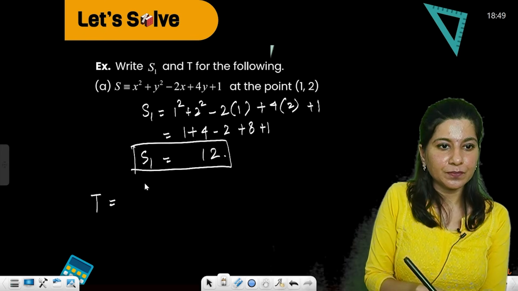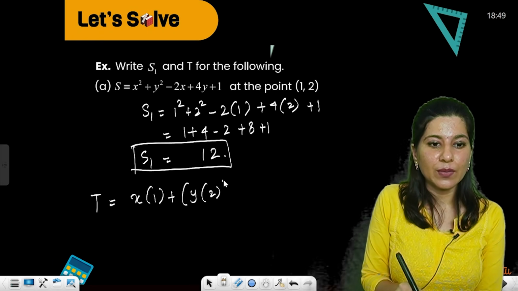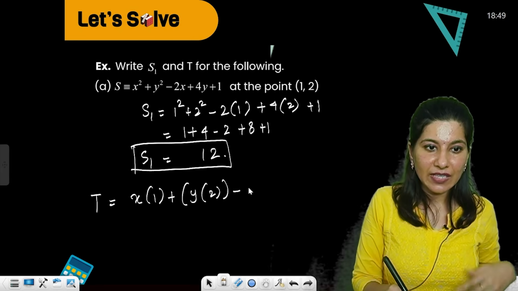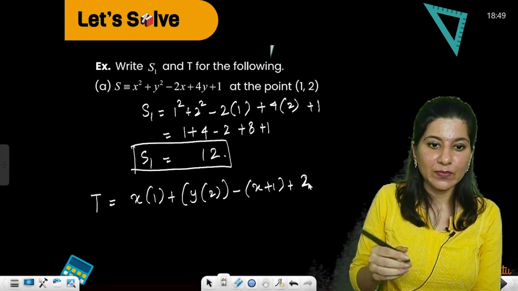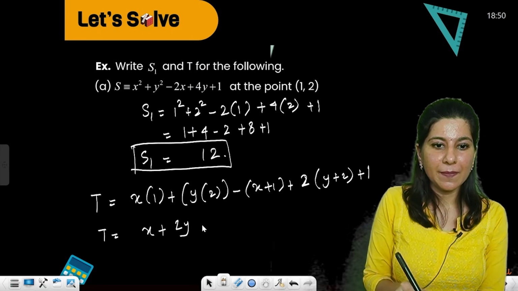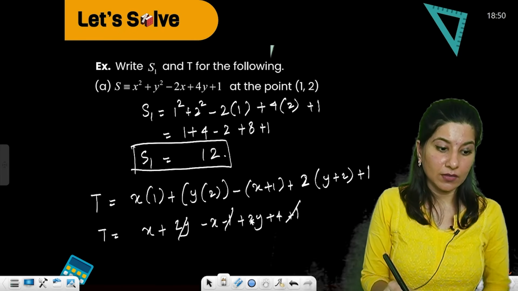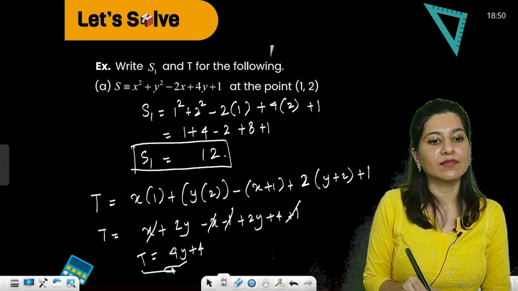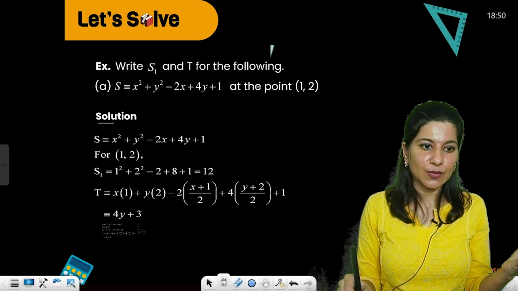What about T? X square is xx1, x1 is 1. Y square is yy1. Minus 2, so 2x will be replaced by x plus x1. 2y, now 4y is 2 into 2y, 2y will be replaced by y plus 2, plus c. So T will be x plus 2y minus x minus 1 plus 2y plus 4 plus 1. 1, 1 cancel. X also cancels. 4y plus 4 is the value of T. Okay. So those are the terminologies. So S1 and T values you can easily calculate.